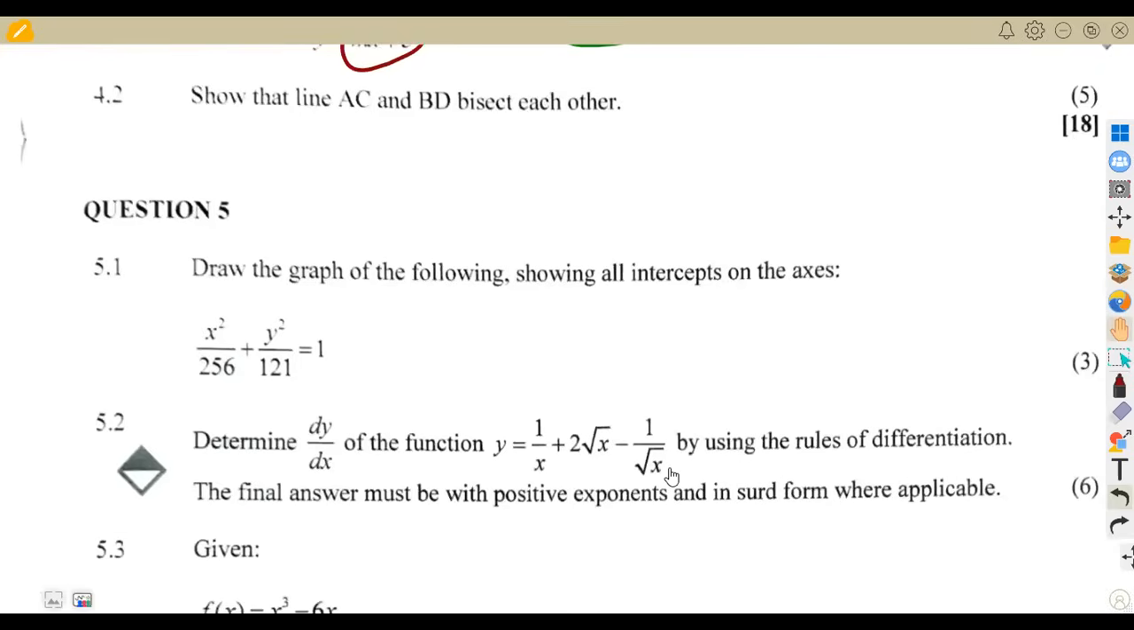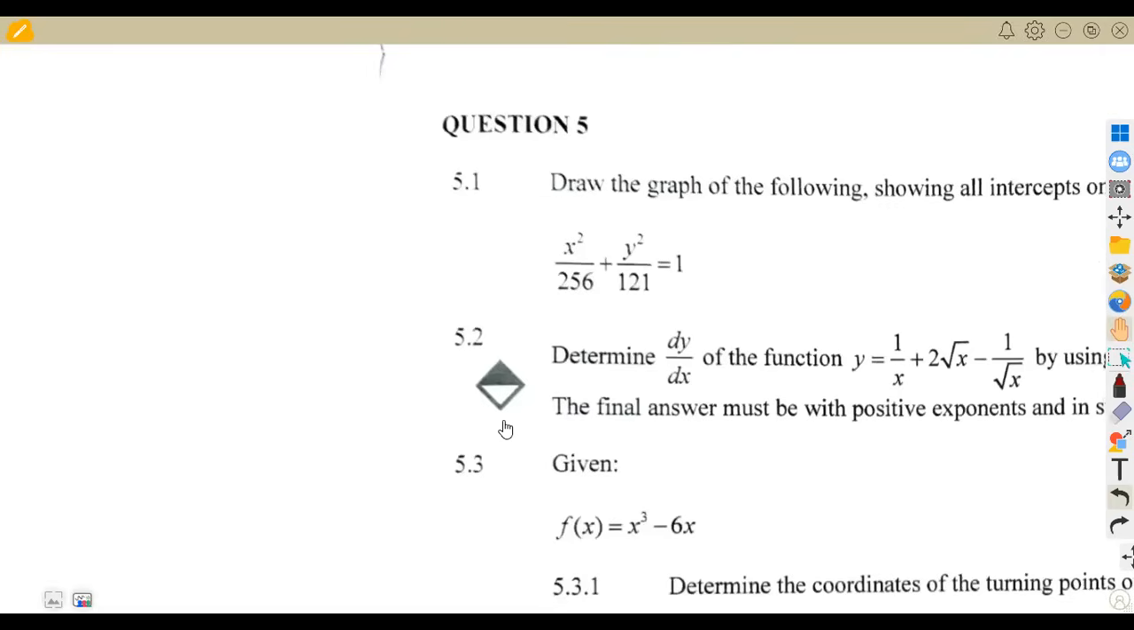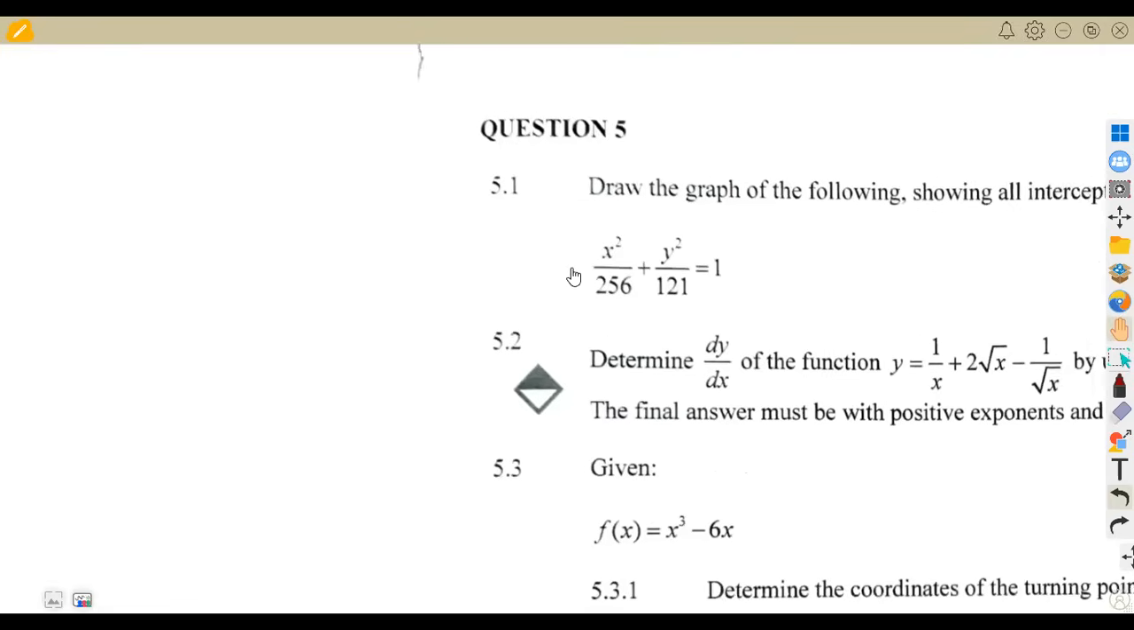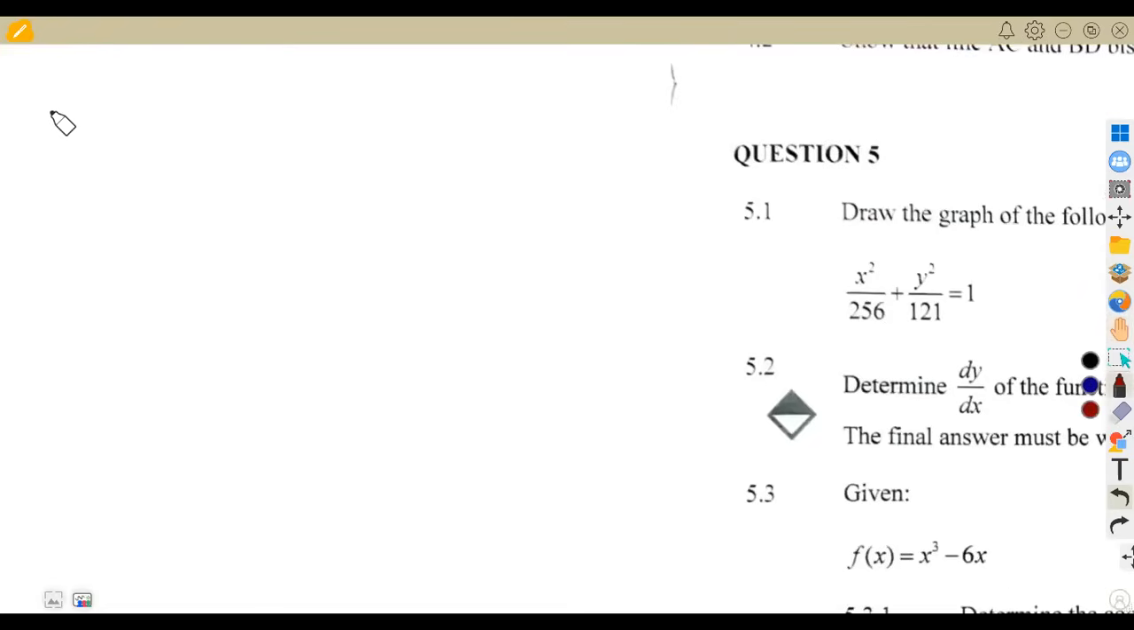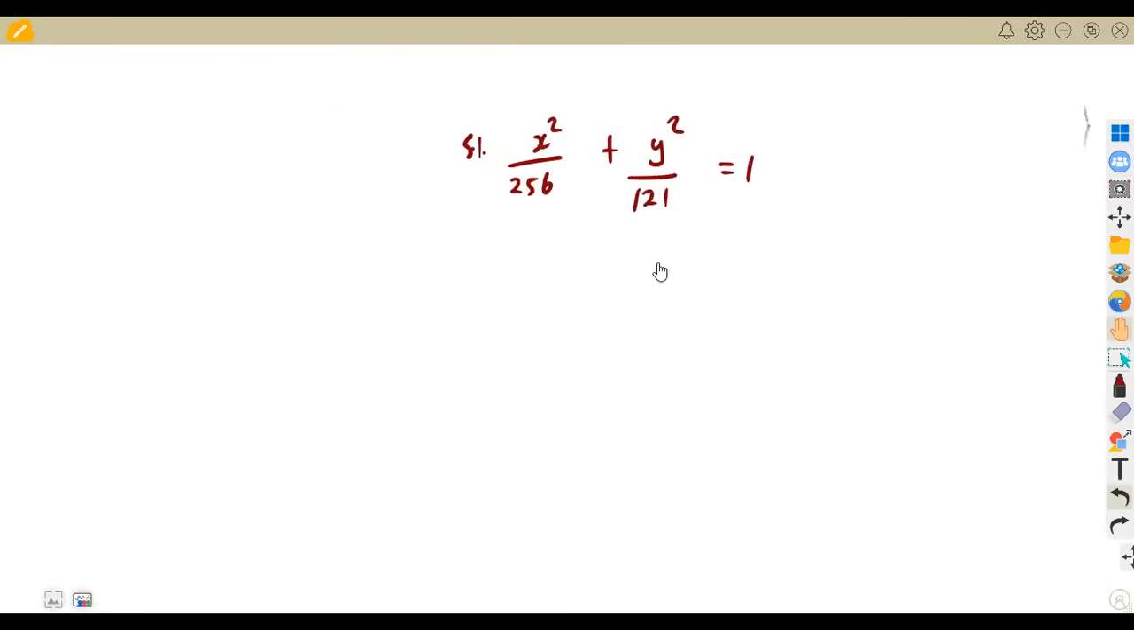Question number 5, draw the graph of the following, showing all the intercepts on the axis in this case. All right, so this graph here, we are given, let me just write it aside. We're given the graph of 5.1, that's x squared over 256 plus y squared over 121, which is equal to 1. So this is not a circle, guys. How many marks are these? 3 marks. This is not a circle. This is an ellipse. A circle, we must have the same numbers here. If this is 256, this must be also 256. If these numbers are different, it means you're going to have an ellipse there.